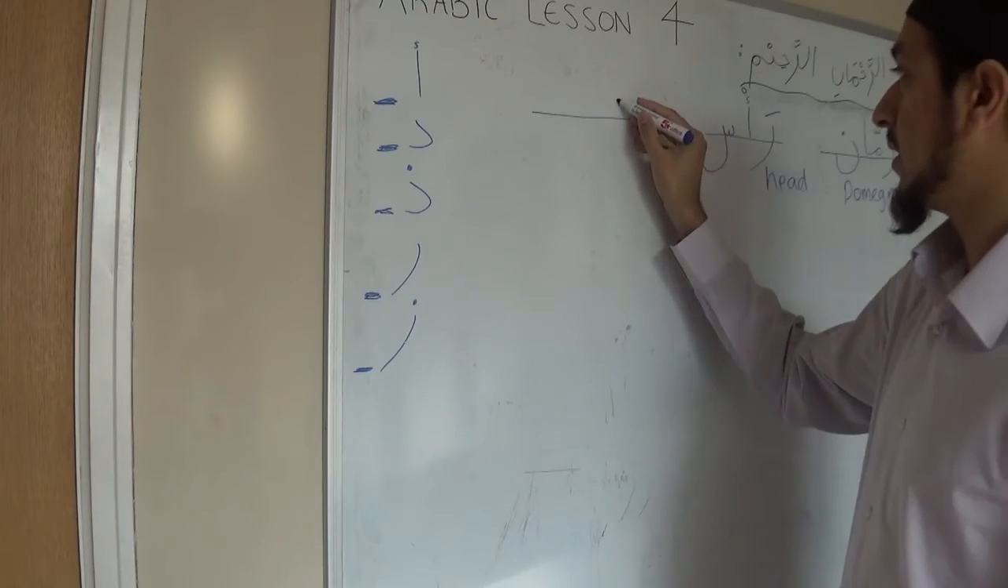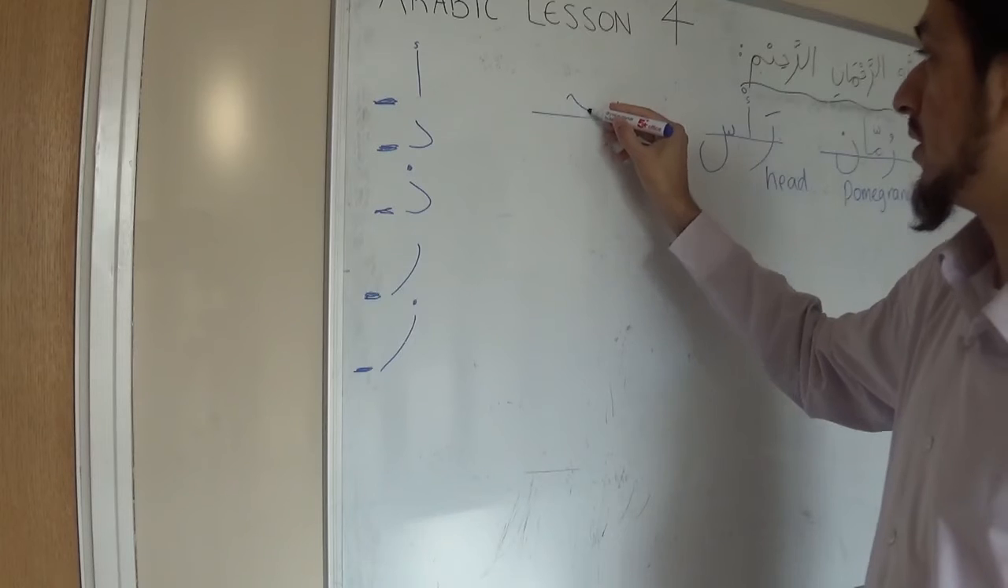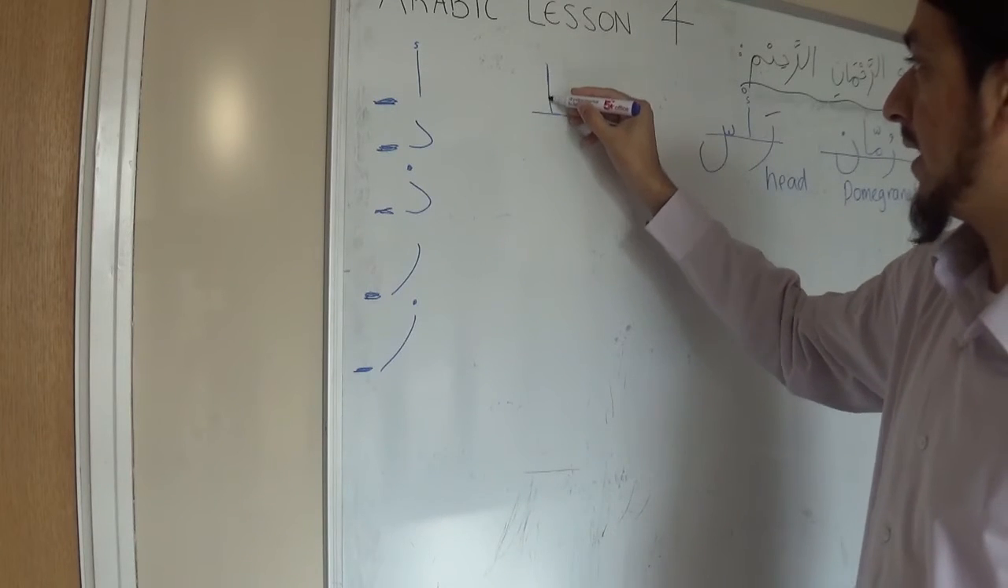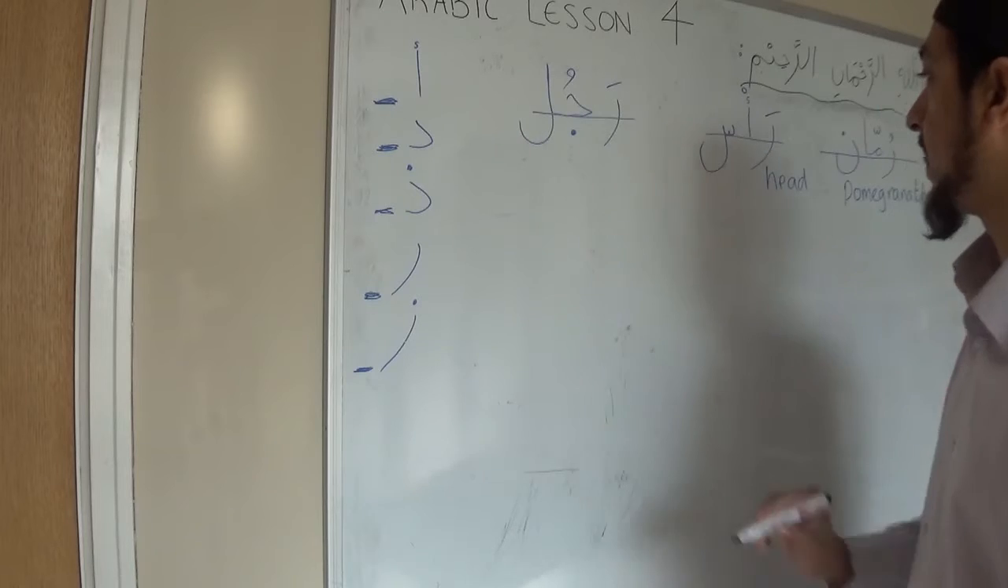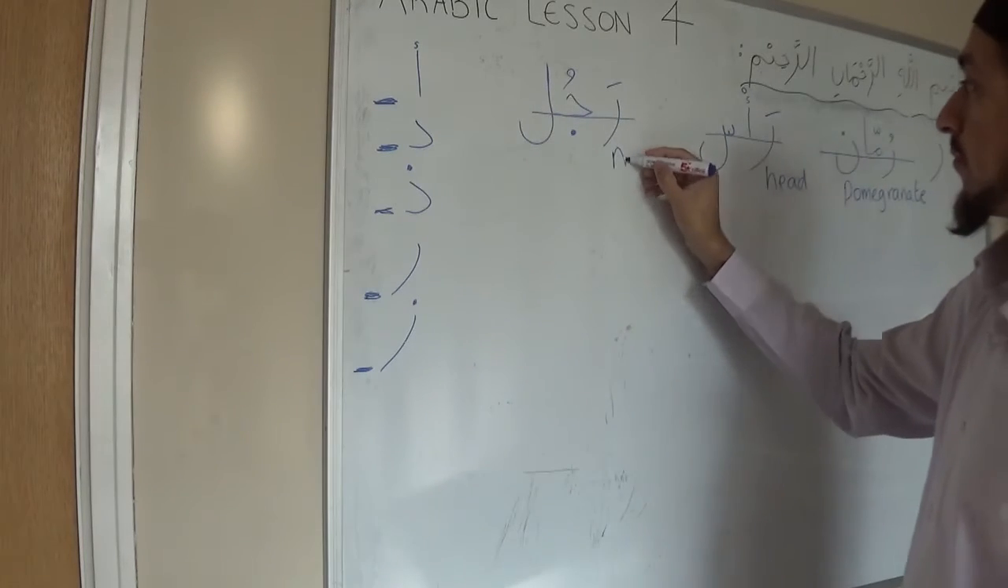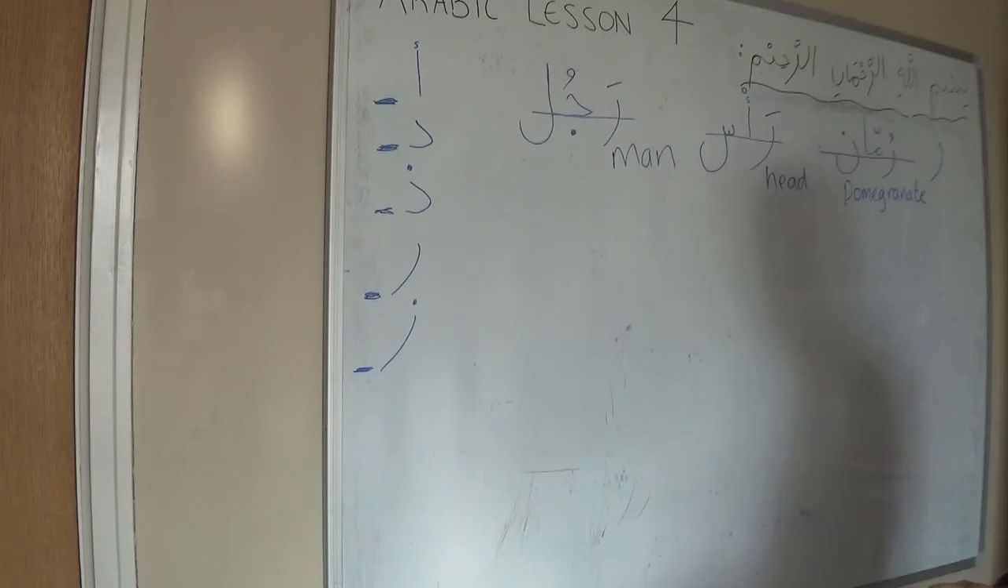And the final word beginning with Ra is Rajul. Jim, as we've seen before, and Lam. Rajul. Man. So that's all the ones with Ra at the beginning.